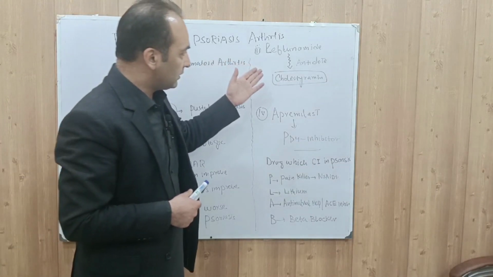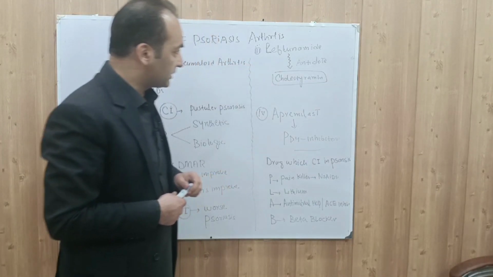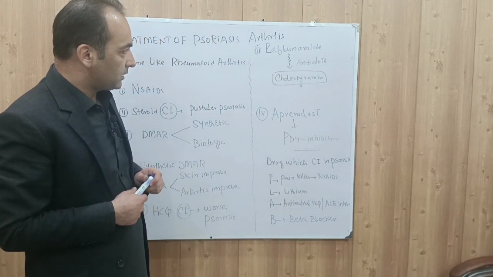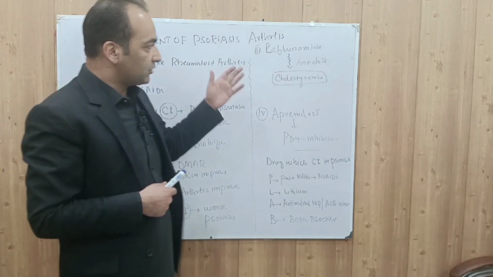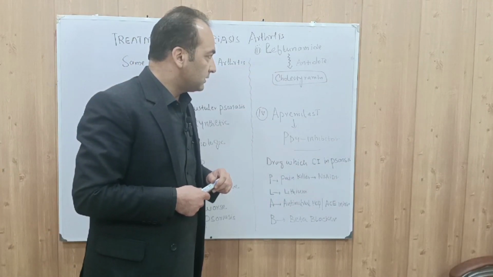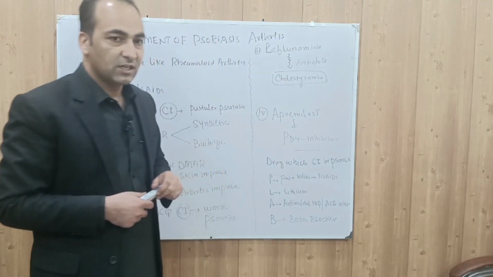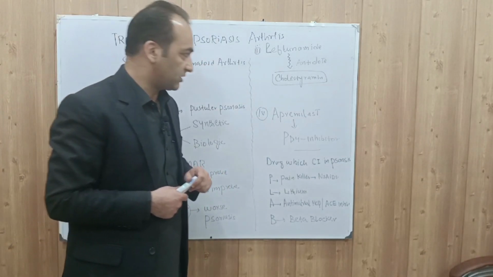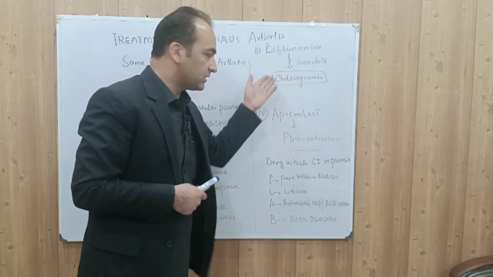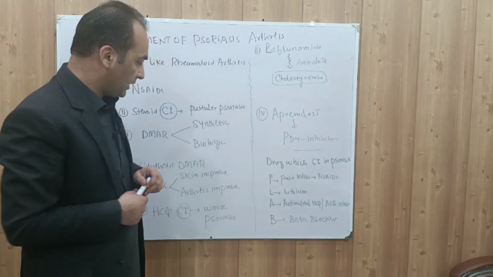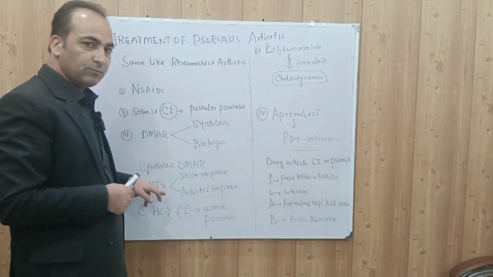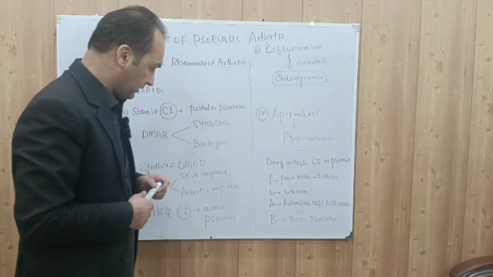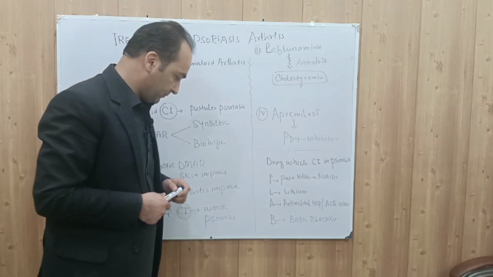We can add the leflunomide, which is also a synthetic DMARD, and the antidote for the leflunomide is cholestyramine. Leflunomide causes toxicity. The antidote is the cholestyramine. And what is the antidote for the methotrexate? That is folinic acid, also called the leucovorin.